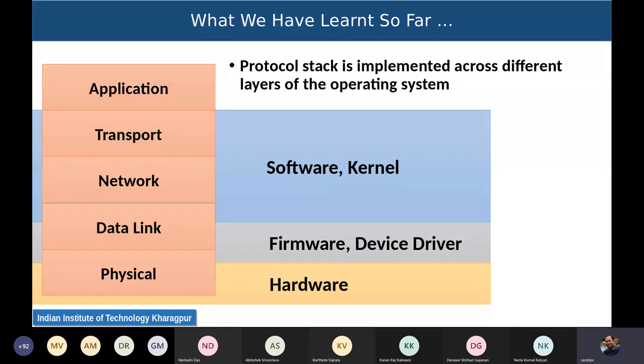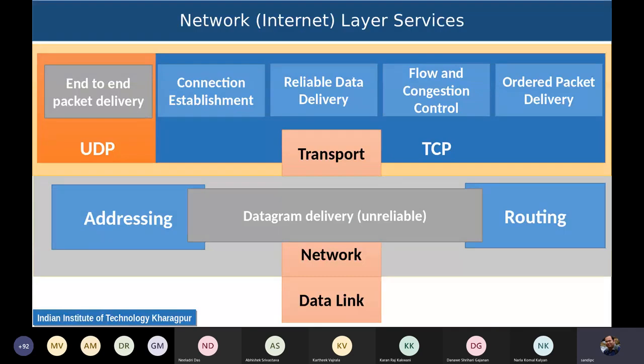Well, in the transport layer, we have seen that there are different services being provided. You have seen broadly two different protocols, UDP, the User Datagram Protocol, and TCP, the Transmission Control Protocol. UDP just ensures end-to-end packet delivery without any additional service. TCP provides different kinds of services like connection establishment, reliable data delivery, flow control, and congestion control. Typically in TCP, we collectively control the end-to-end flow with the help of a combined flow and congestion control algorithm based on the AIMD principle, and then ordered packet delivery. That is also a part of your flow control.